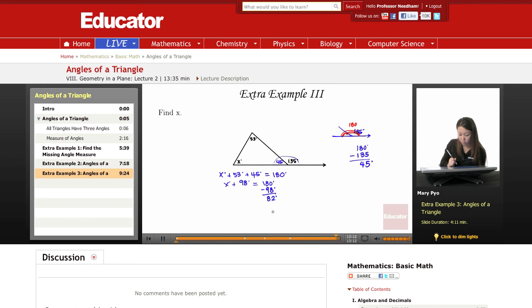And then I get 82 degrees. Okay, so then right here, x is 82 degrees. This has to be 82, so that way this plus this, the three angles of a triangle, are going to add up to 180.